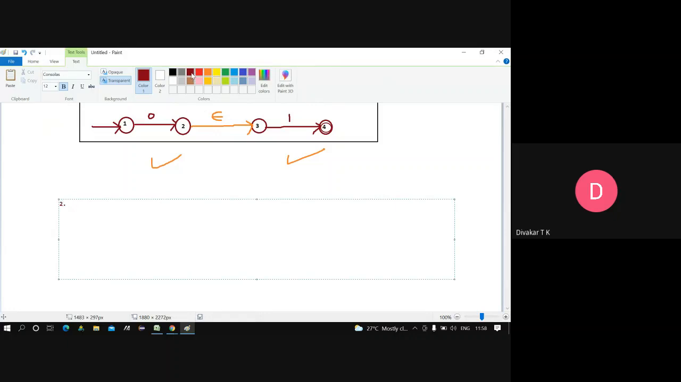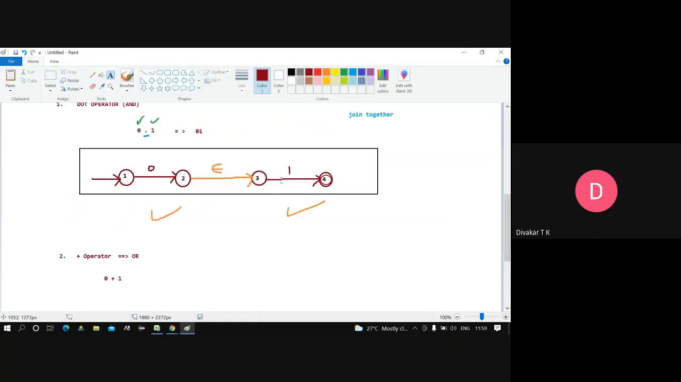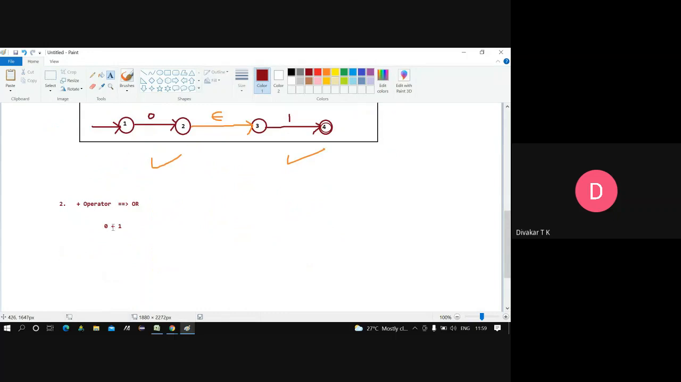Second one is the plus operator. What is the meaning of the plus operator here? Plus, we are just saying "or". How does it look, guys? Our operator looks like this. I'll say that 0 is one symbol and 1 is another symbol. In between, I'm just writing a plus symbol here. If I write a dot here, it is the dot operator. If I write a plus between the symbols, it is a plus operator.